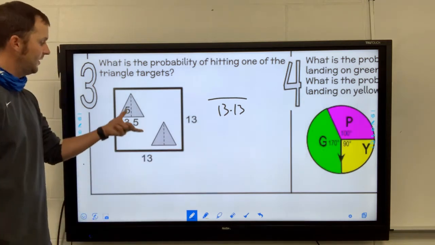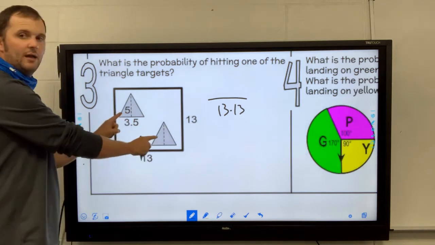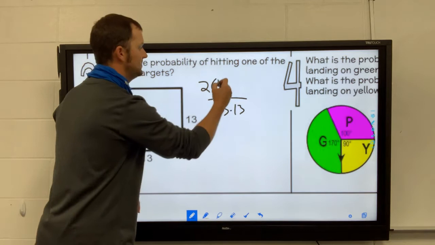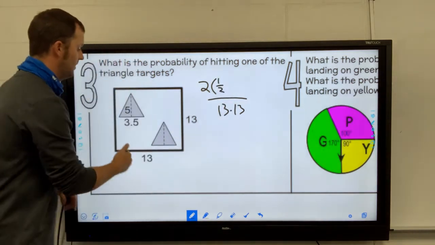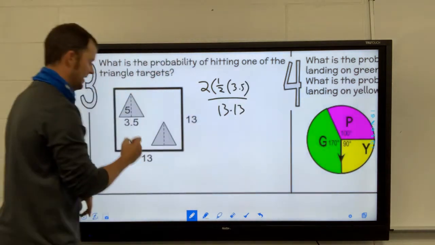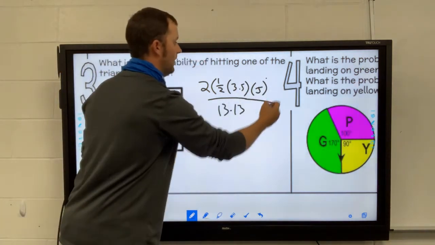And now I got to figure out the area of me hitting the triangle. So what I want is to hit the 2 triangles. They're congruent triangles, so I have to do 2 times the area of a triangle. So 1/2 the base times the height, which is 5. So this is what I want on top.